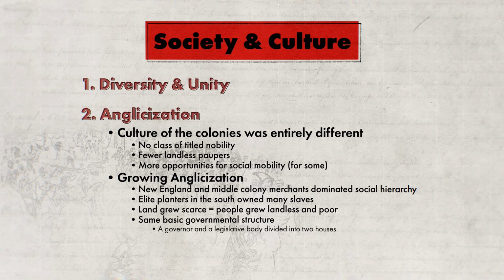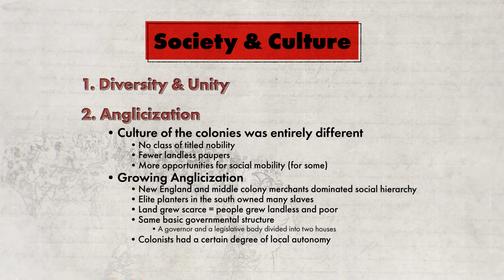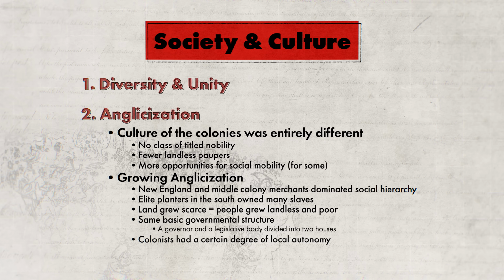Now, to be clear, there were differences in who appointed those governors and the members of the legislative bodies, but the structure was very British in nature, even if the more local forms of government were more American and representative in nature. And equally important, these local governments got colonists accustomed to a certain degree of local autonomy.